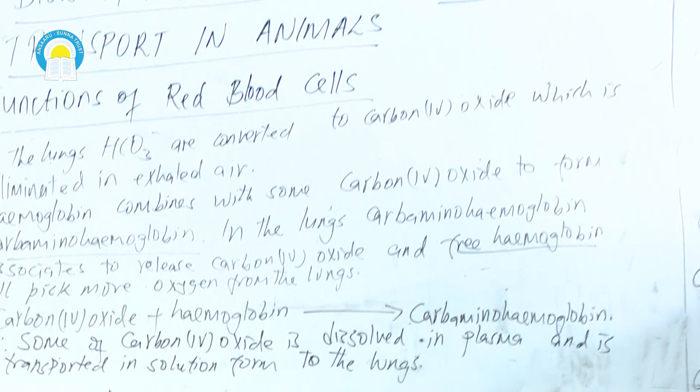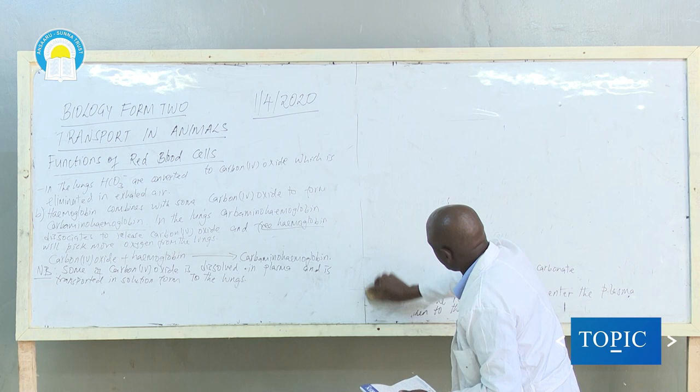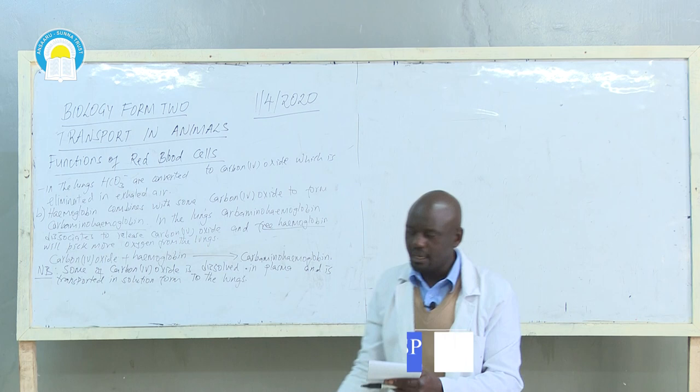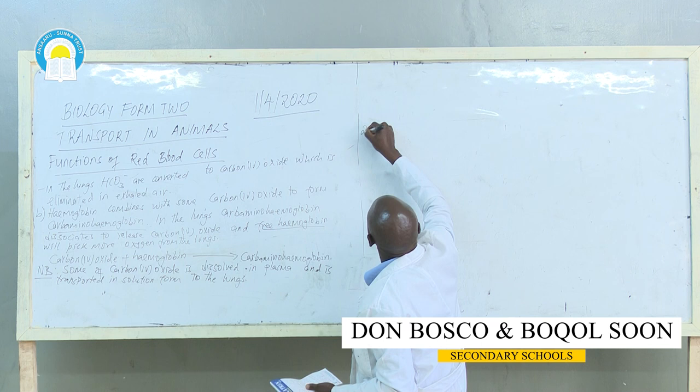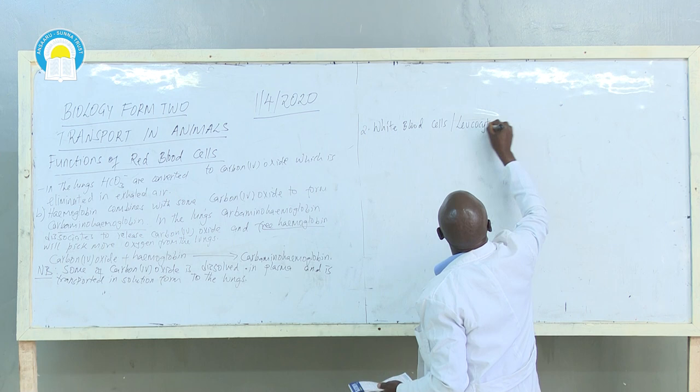So we are going to look at the other cellular component of the blood tissue, which is the white blood cells. They are the white blood cells. So that will be number two. Number one was the red blood cells. So number two, white blood cells, also known as leukocytes.